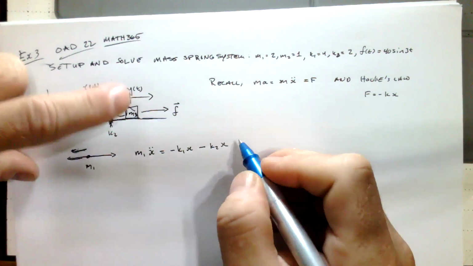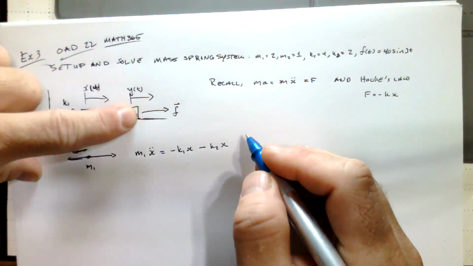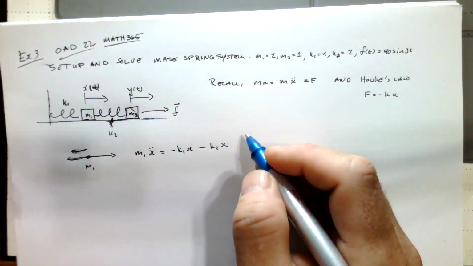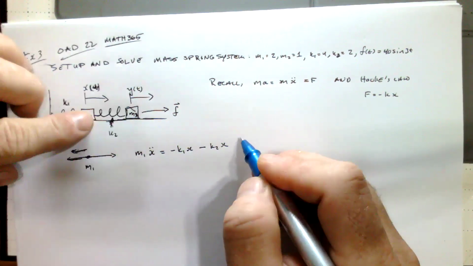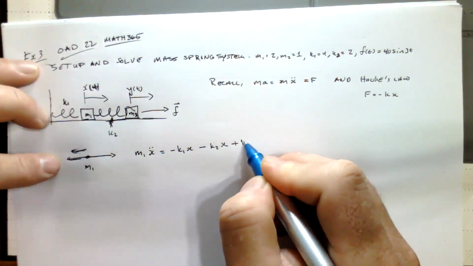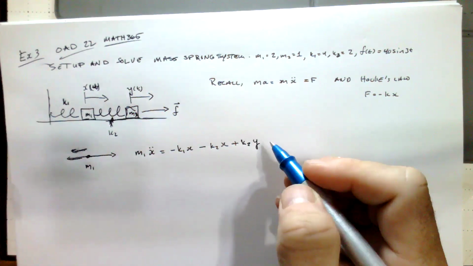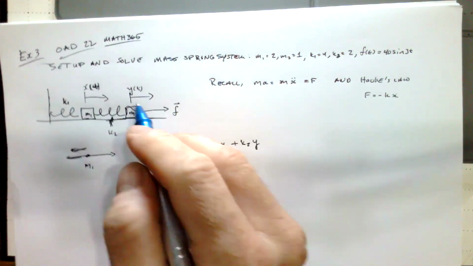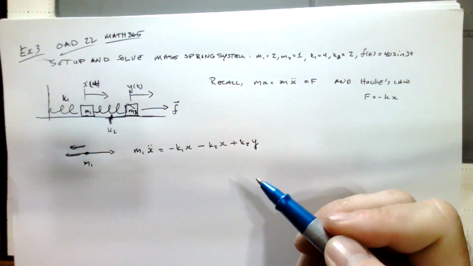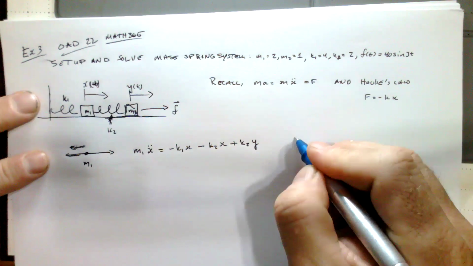But again, it's also going to feel that initial tug from the motion of the second mass being pulled. And so that's going to be plus, since that motion is in the positive direction, K2y. And y is the motion with respect to the second mass there. All right, so this is going to be the setup for the first mass.